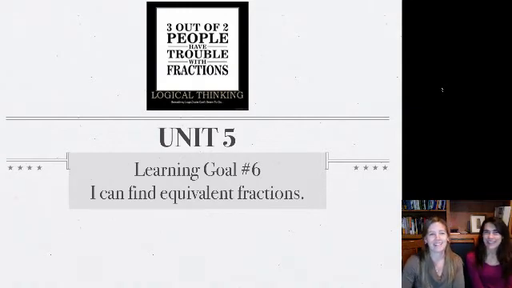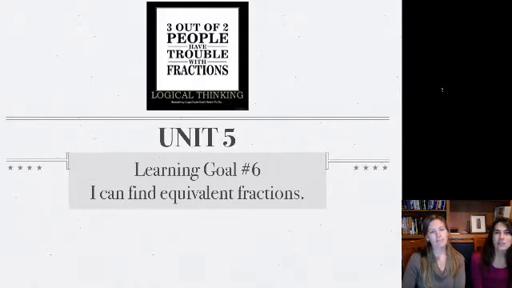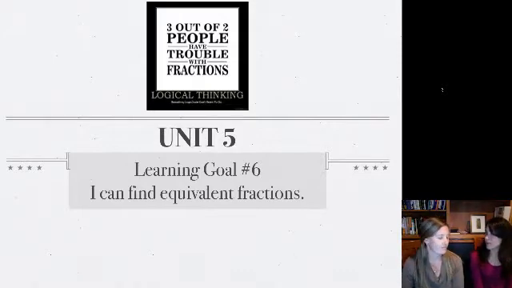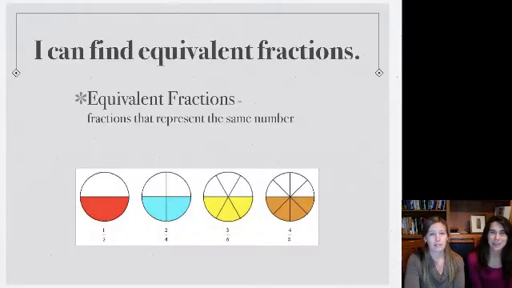So we are on to learning goal number 6, and this is all about finding equivalent fractions, which is really cool because you've been doing it already for learning goal 2 when you have to add uncommon denominators. So this should seem like a piece of cake, I think. I hope so. Me too.